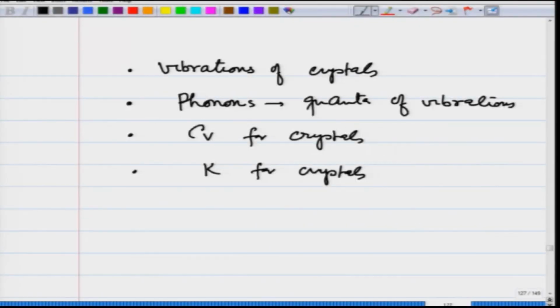Now, in the next week and following weeks, we will be switching over to the electronic properties again, and I will discuss Bloch's theorem and things like those.